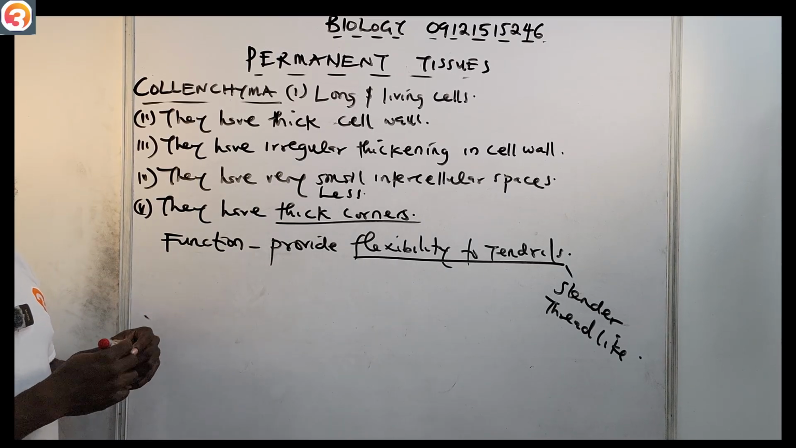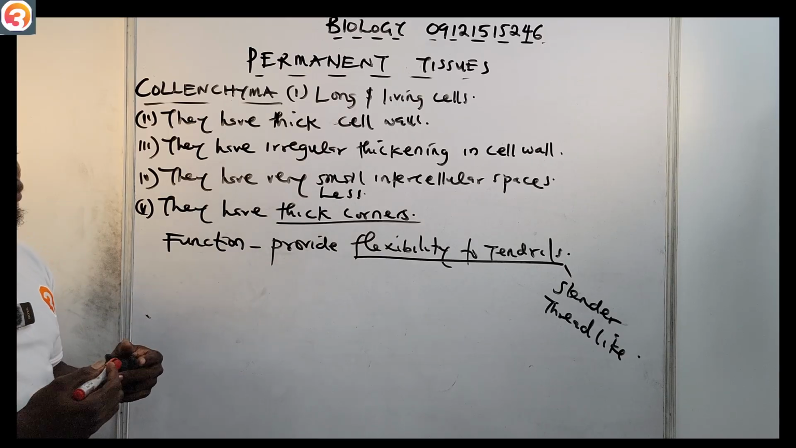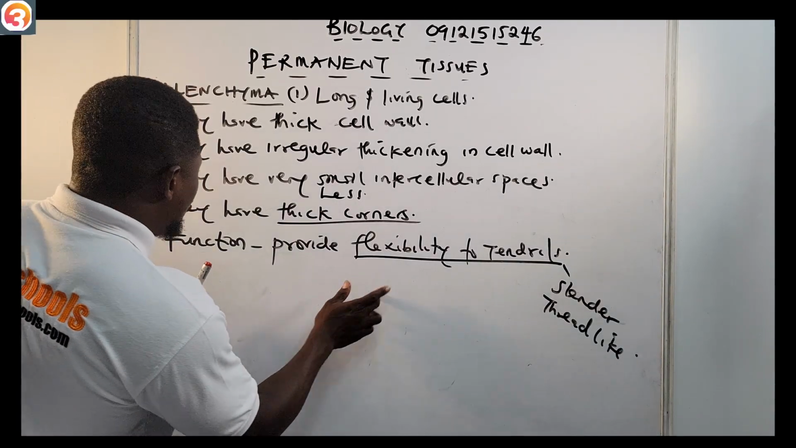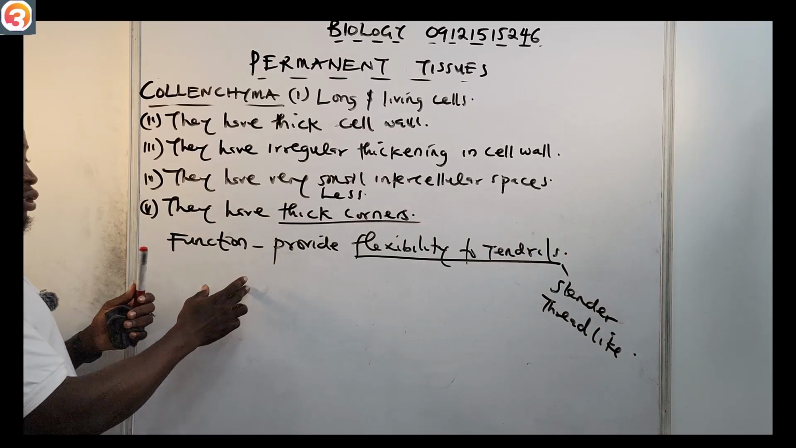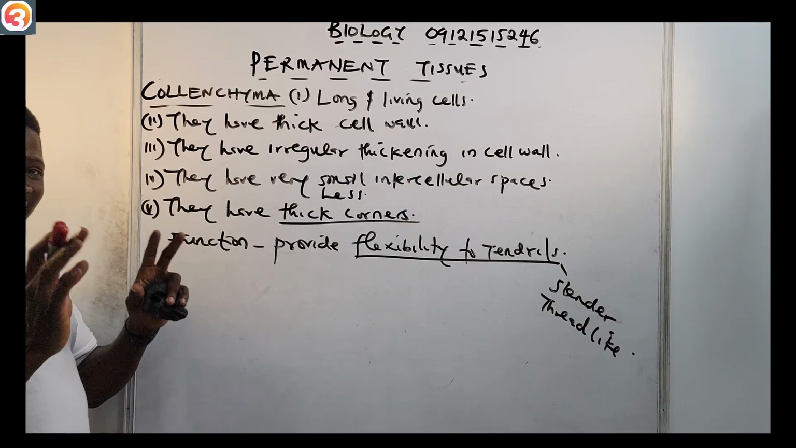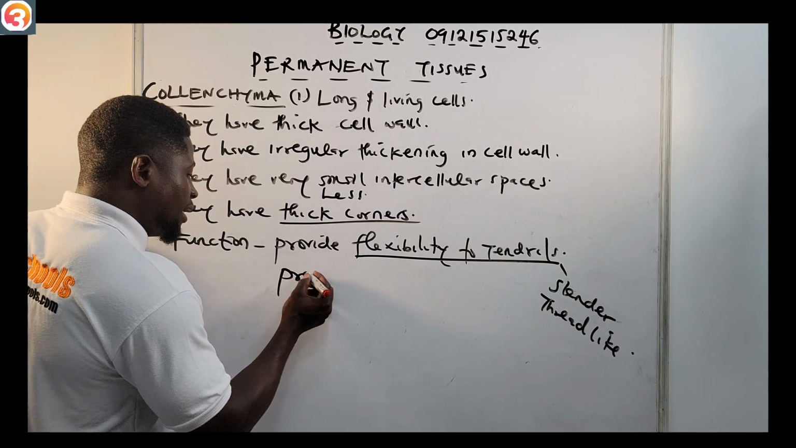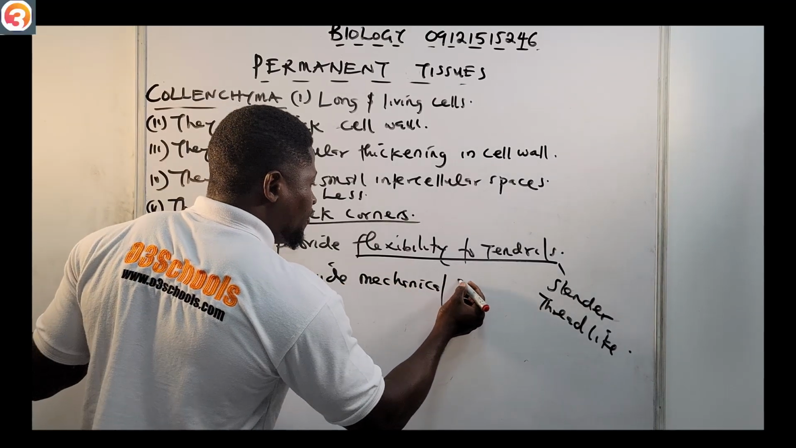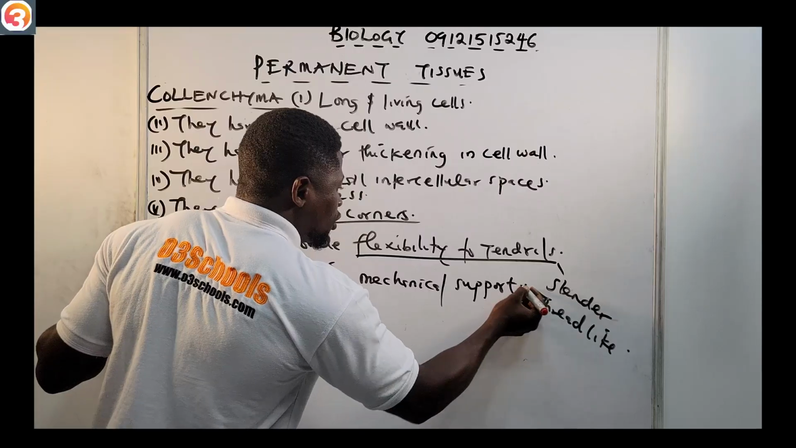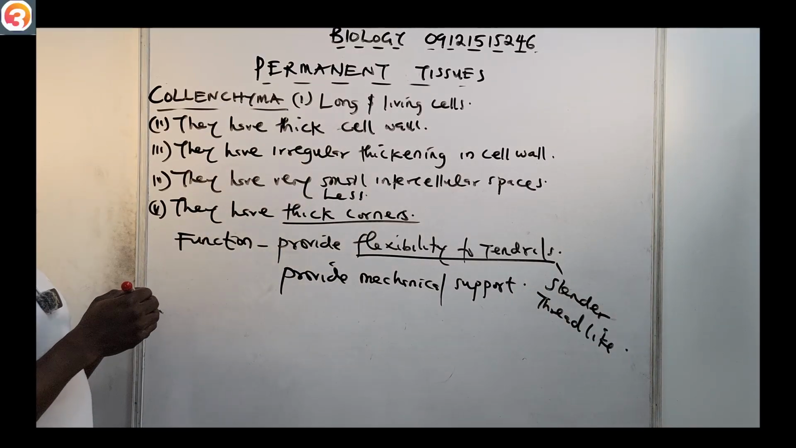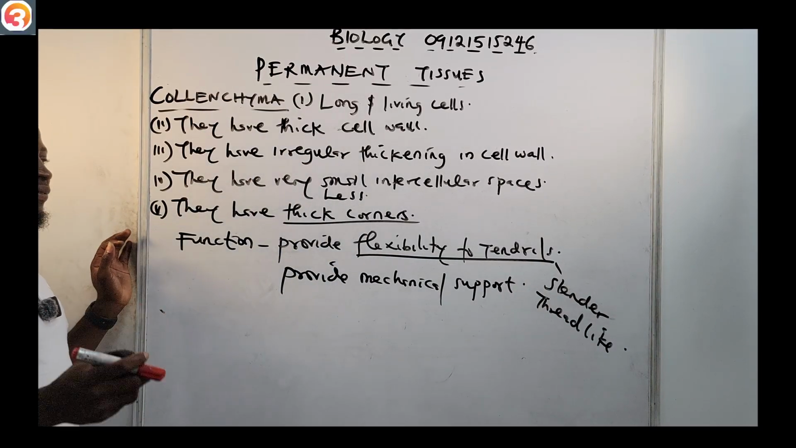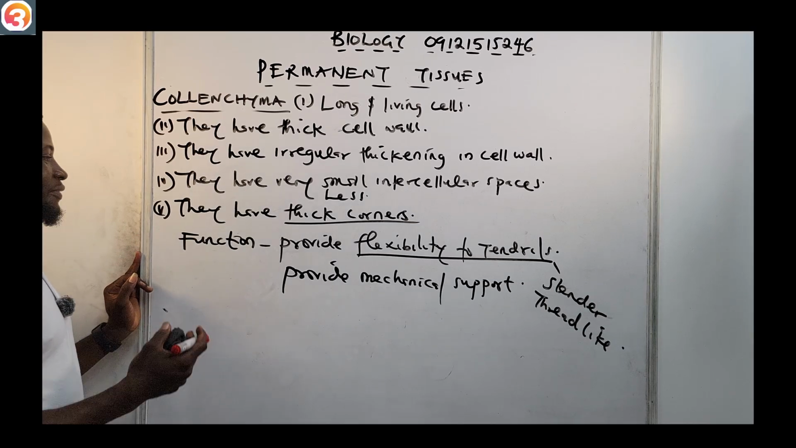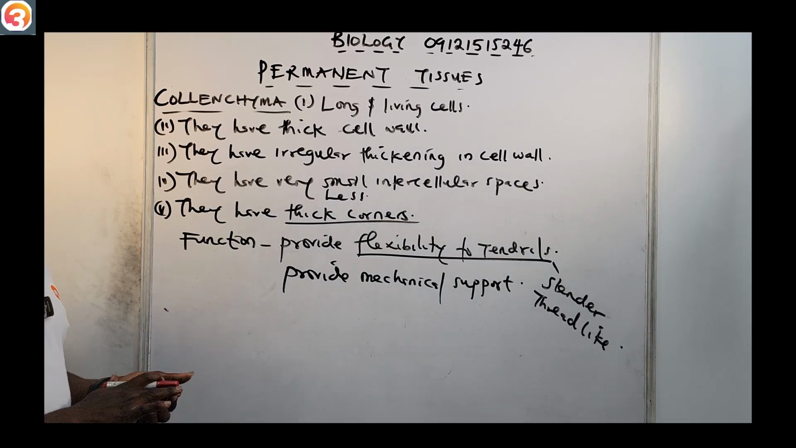Plants that we call climbers. They provide structural support. Now, also the number two function. Number one, they provide flexibility to tendrils. Number two, they provide mechanical support. So please take note of that. They provide flexibility to tendrils, and they provide mechanical support. These are the functions of Collenchyma.